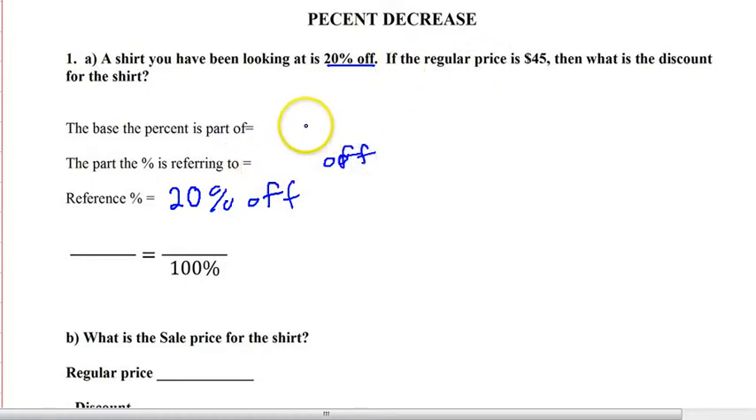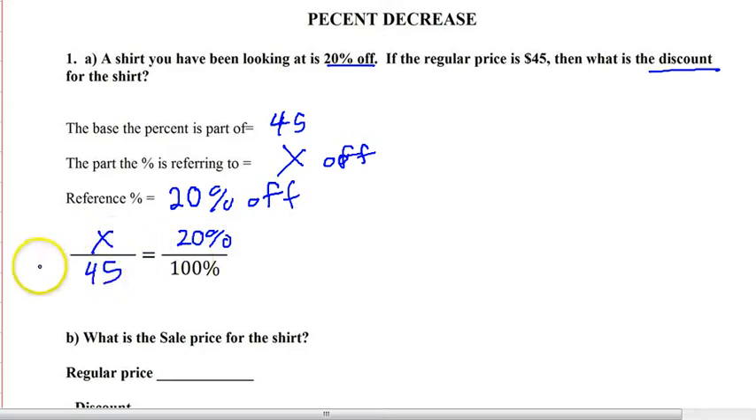All right, regular price will always be the base because you're always going to take that regular price and take a percentage off of it. It's what we're going to take the percent off of. The part is what we are looking for, and it also says what is the discount, and the discount is the amount we take off. So we put 20% here, X here, and 45 here, because that's the 100%. This is our regular price, it's 100%. This is our discount, and that's the 20%.